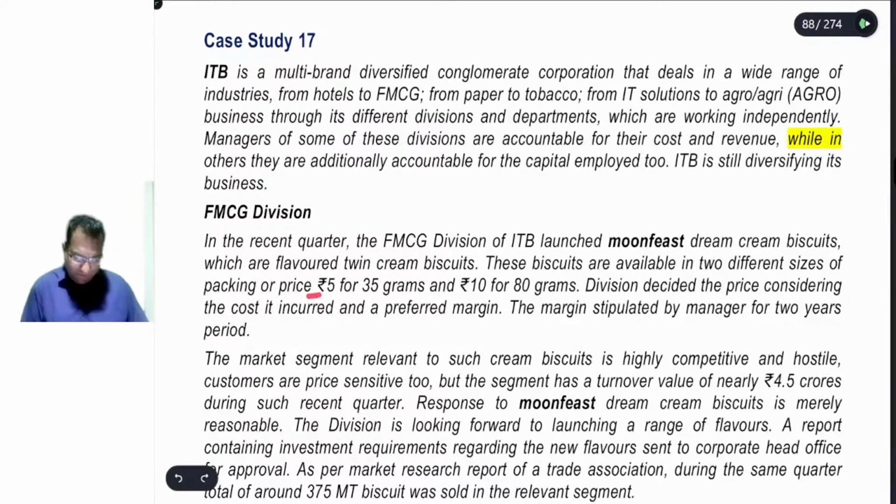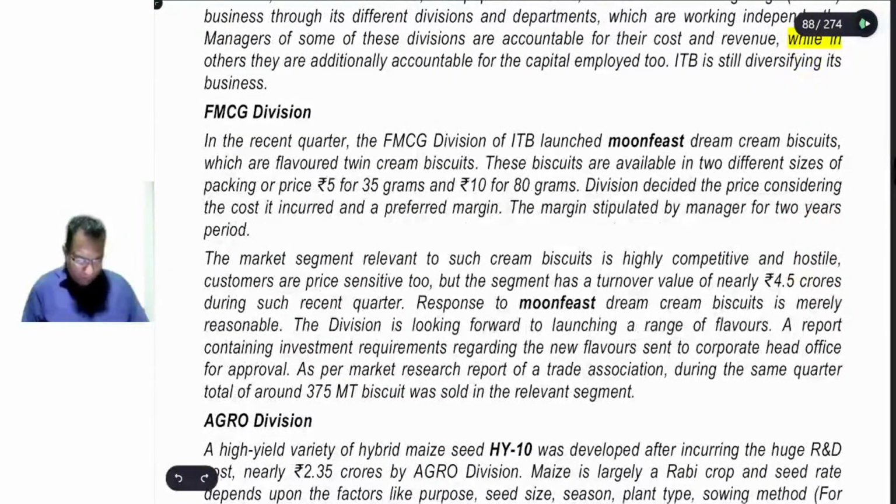जो भी प्राइस डिसाइड की गई है, the consideration is what cost we are incurring and a desired margin. The margin stipulated by manager for 2 years period. Okay. The market segment relevant to such cream biscuit is highly competitive and hostile. Customers are price sensitive too. But the segment have a turnover value of nearly 4.5 crore during such recent quarter.